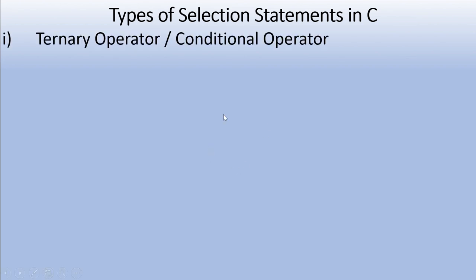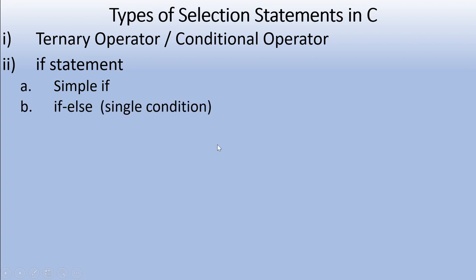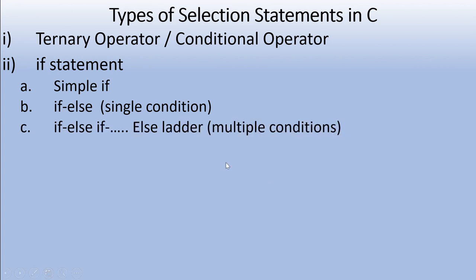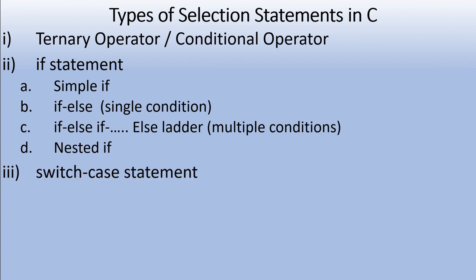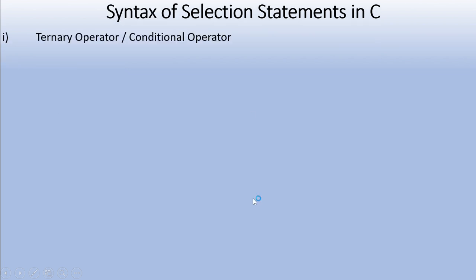So, types of selection statements in C, you can classify them as the ternary operator or the conditional operator, and the if statement. Under the if statement we have several types like the simple if and the if else. When you are checking only for one condition, we can use the if else, and if there are multiple conditions to be checked, we have the if else ladder, and then we have the nested if. A third type of selection statement is called the switch case. We'll look at the syntax of each of these types.